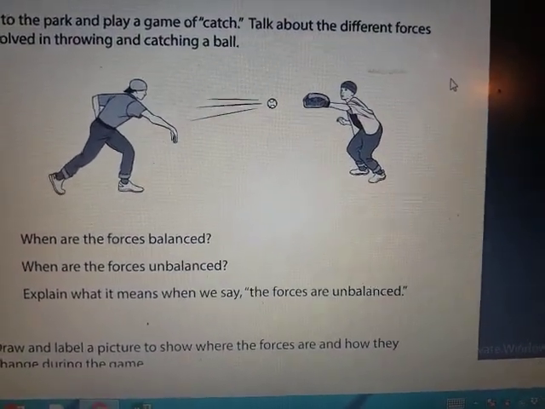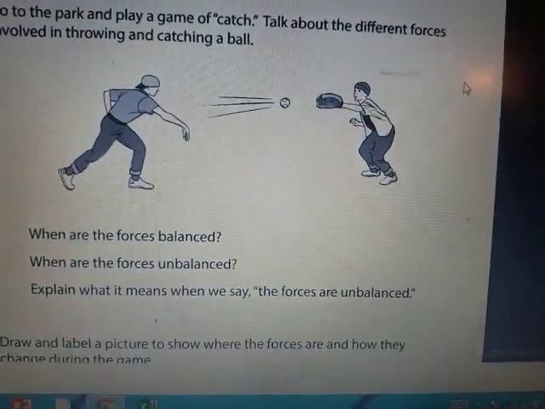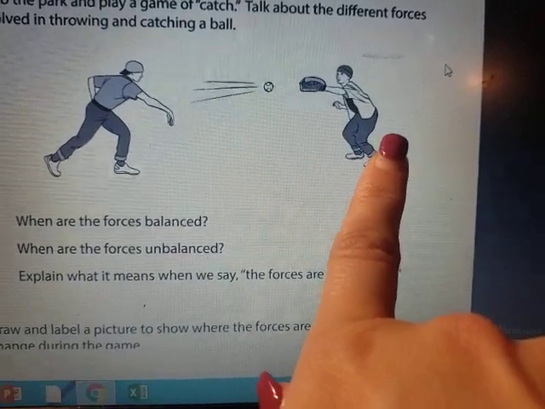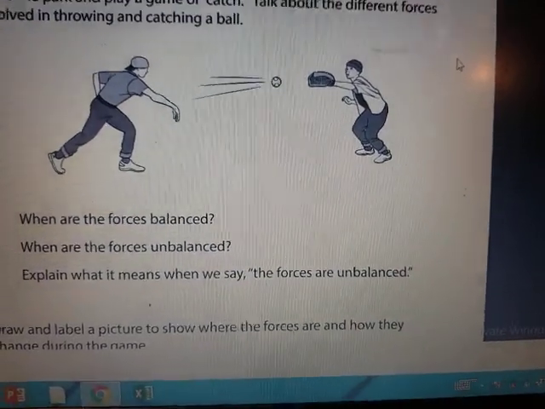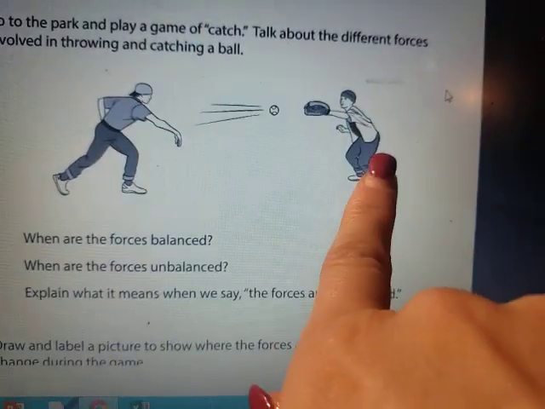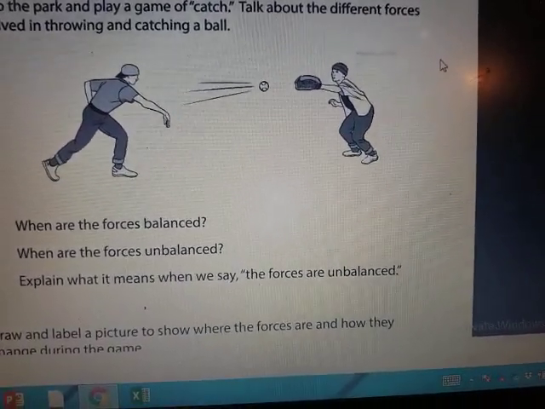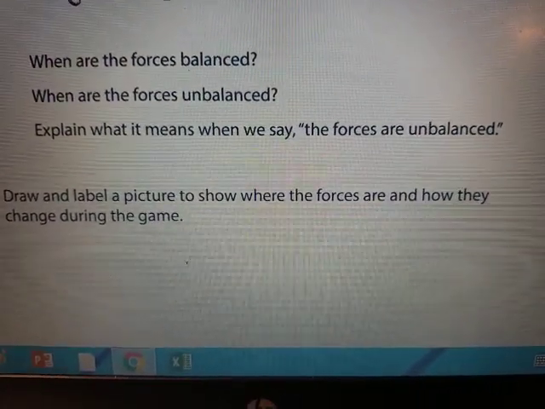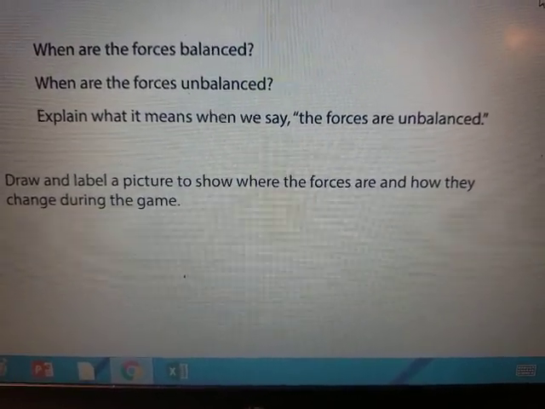And tell me, when are the forces unbalanced? When are they moving, okay? When are the forces being moved? When this guy is throwing it or when this guy is holding it? Tell me. And then tell me, what does it mean when the forces are unbalanced? I've already mentioned that. When the forces are unbalanced, that means the ball is what? Is it moving or is it staying still? When something is unbalanced, is it moving or is it staying still? So those are your 3 simple questions. But please read what it says here. Draw and label a picture to show when forces are balanced and unbalanced and how they change during the game.